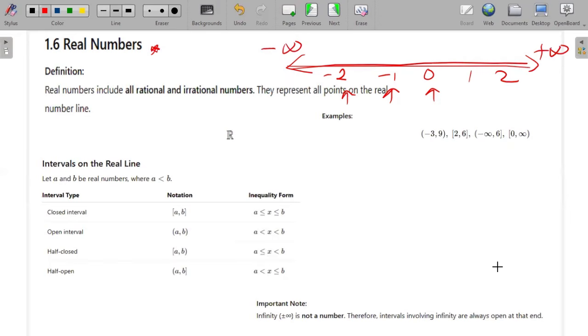Okay, so now what is infinity? Some student asked me, what is infinity? Infinity is actually not a number, but it's just used to show that the numbers go on endlessly. They don't end. You can continue counting from today until the day you die, until the day Jesus comes. You can still be counting. The numbers won't end.